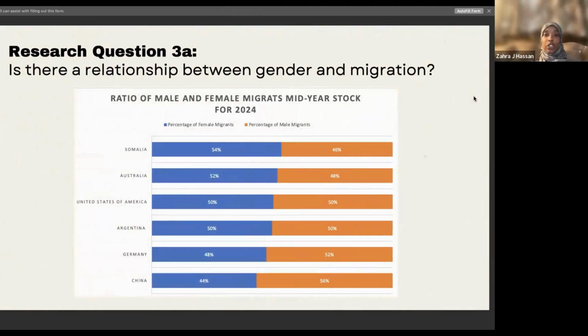So our third research question is split into two different parts. We were really interested in whether there was a potential connection between gender and migration.